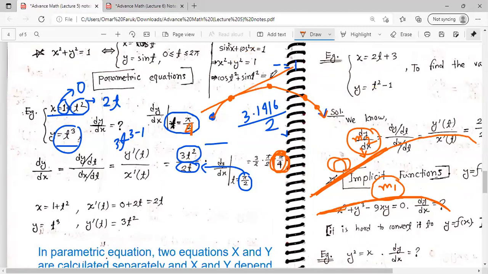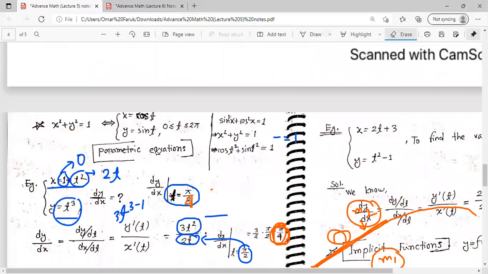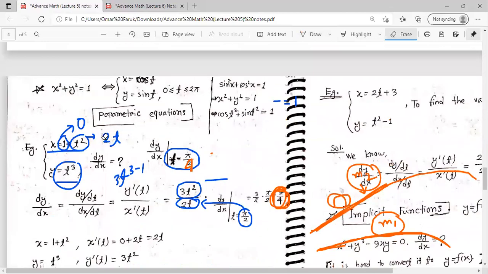Okay. So we just understood the parametric equation, or how to calculate the derivative of a parametric equation.